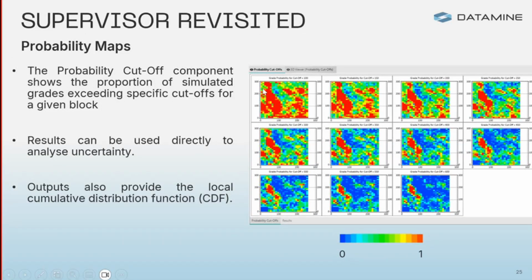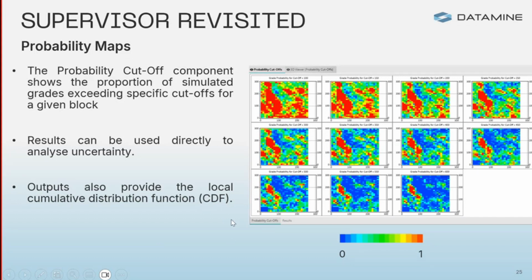So you can see here, for instance, the probability of being above 100 is 1. And when we start increasing the cutoff to 150, 200, all this area is still there. So we can always export this as, let's say, a Datamine block model or CSV, and we have all the information. So we can use the probability maps, but we can also create the local CDF from the probability maps.